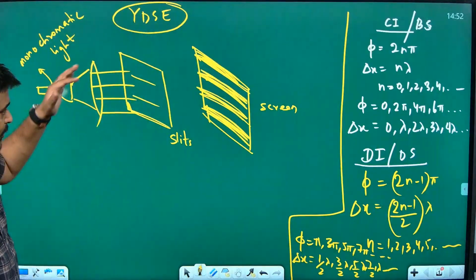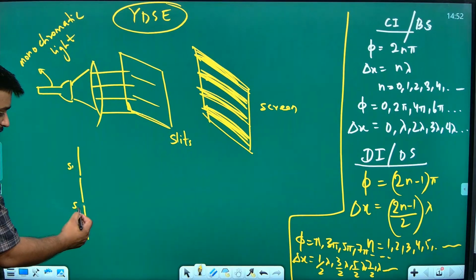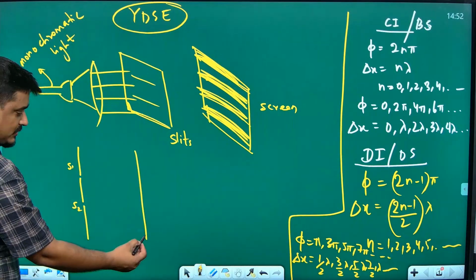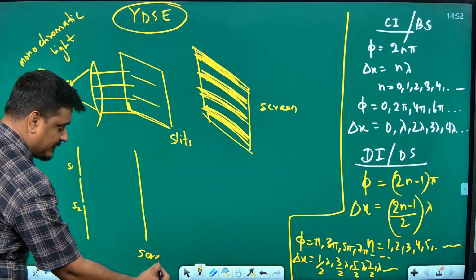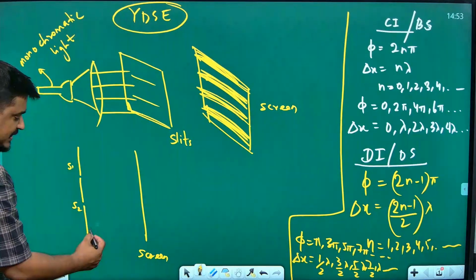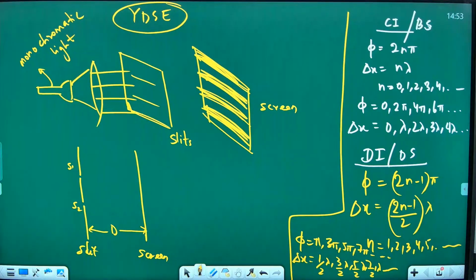Further, the positions at which the fringes are formed, all these things we will discuss now. So, I am drawing the same diagram in an easier way to see. These two openings are two slits, I am writing them as slit S1 and slit S2. Behind the slits, I am having a screen. This is the screen, this is the slit. The distance between the slit and screen is taken as capital D. The distance between the slits is taken as small d.